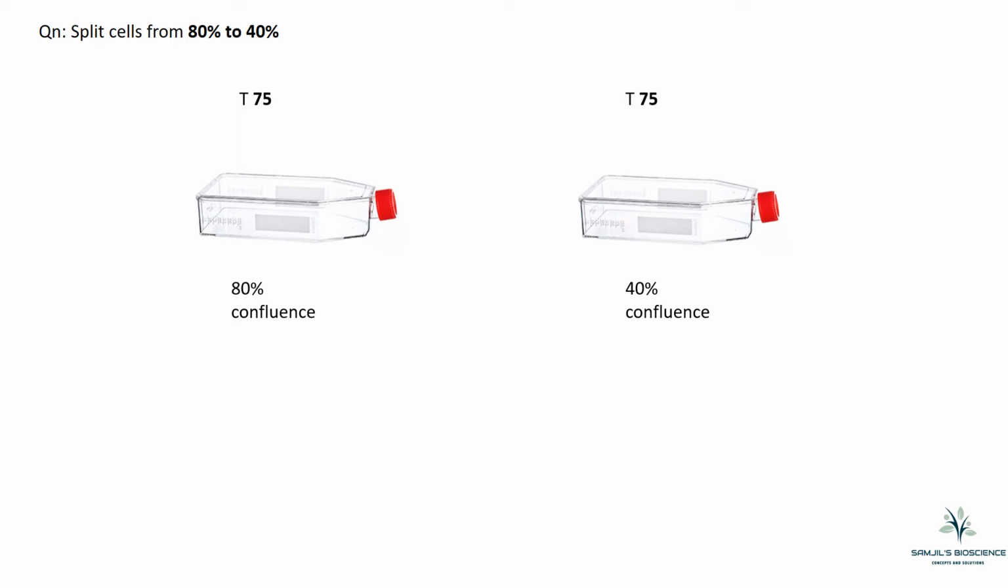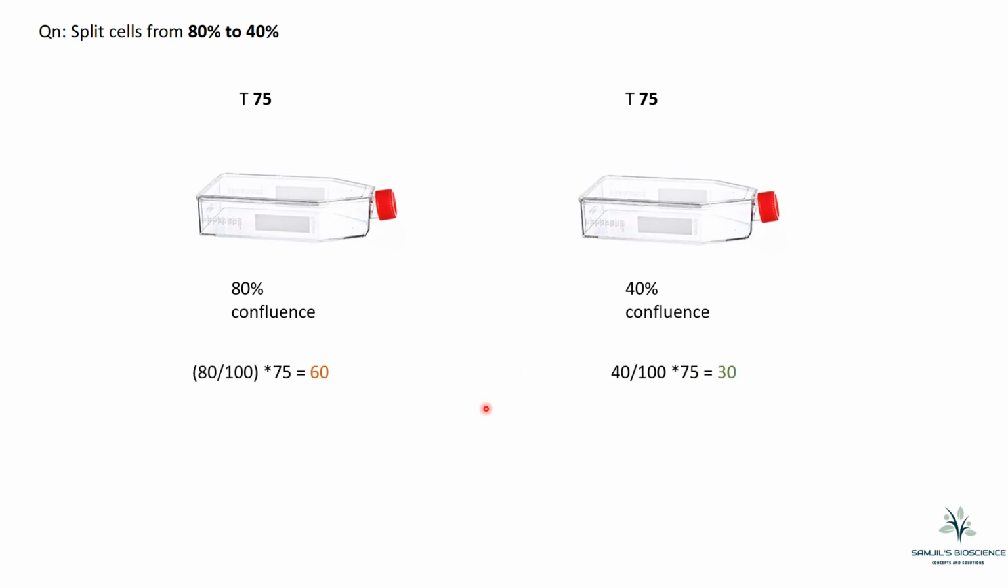To be very specific about this, suppose you have a T75 flask. 75 is the surface area of the cells, that's why we call it T75. You have already seeded the cells, and you have 80% confluency. Now you want to split the cells and seed them again in another flask, which is also T75, but you want the cells to be around 40% confluence. So how would you do that? This is the question.